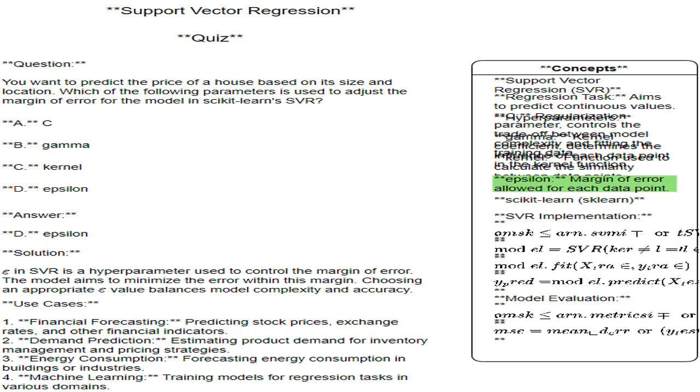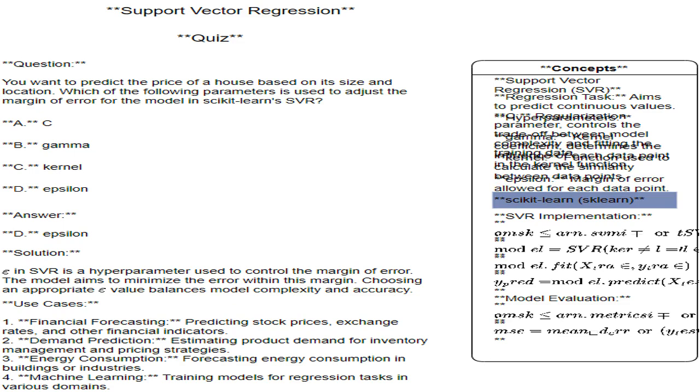If we set epsilon to 0.1, the model will try to predict the price of each house within a margin of 10% of the actual price. If the predicted price is within this margin, the error is considered acceptable. This allows for some flexibility in the predictions.